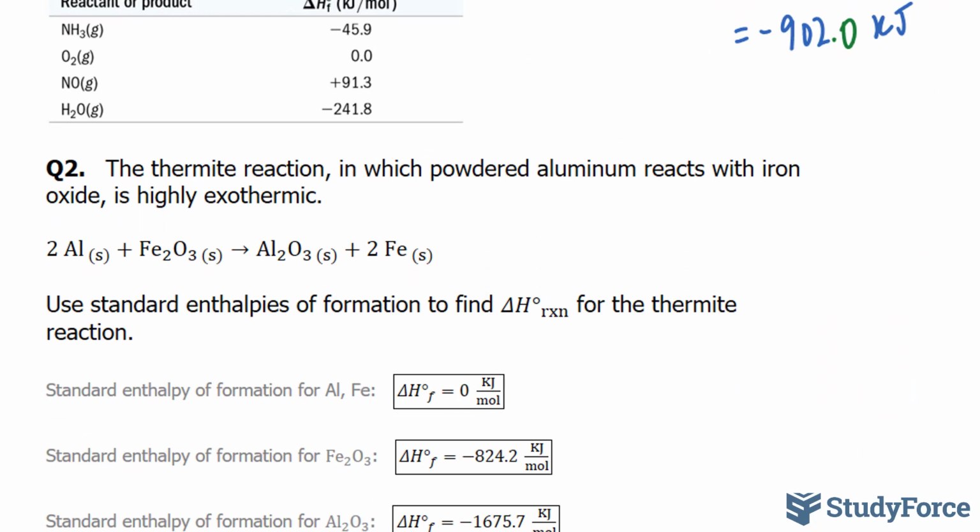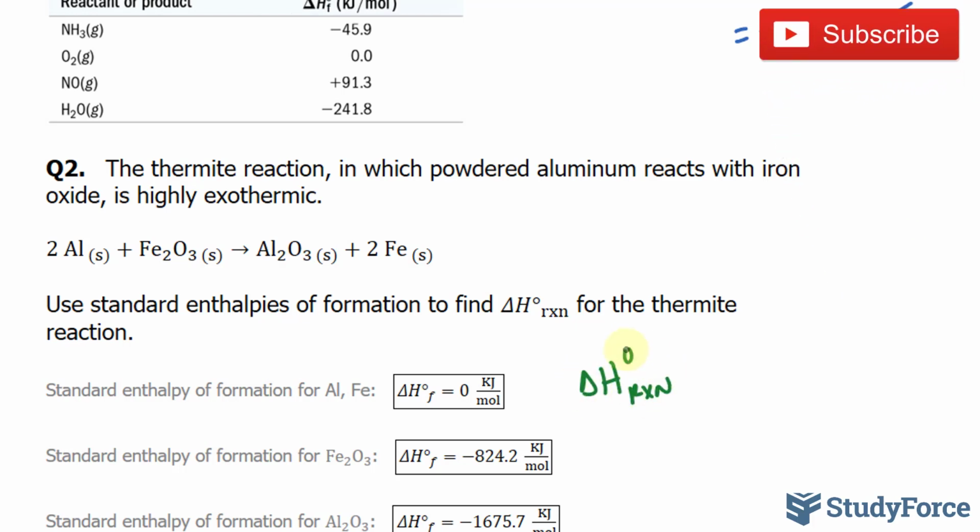Moving on to question number 2, we're asked, the thermite reaction in which powdered aluminum reacts with iron oxide is highly exothermic, and that reaction is shown underneath. Use the standard enthalpies of formation to find delta H for the thermite reaction. We'll be using the exact same method as before. We have delta H for the reaction is equal to the sum of the products.